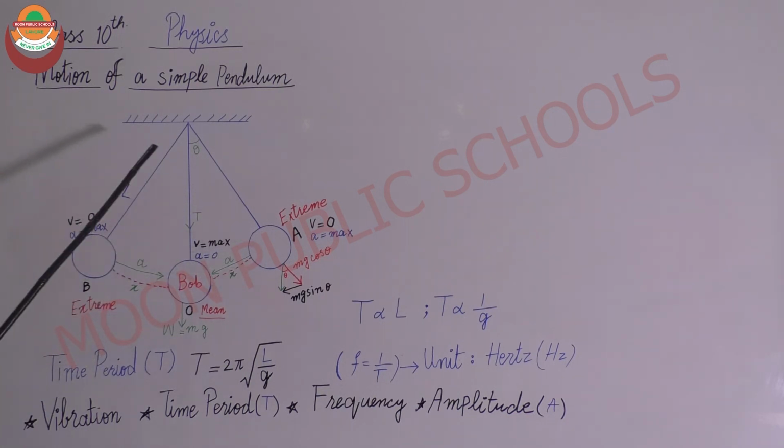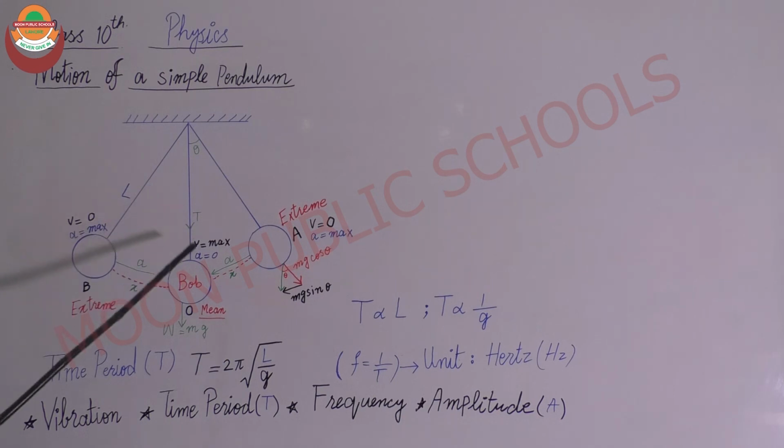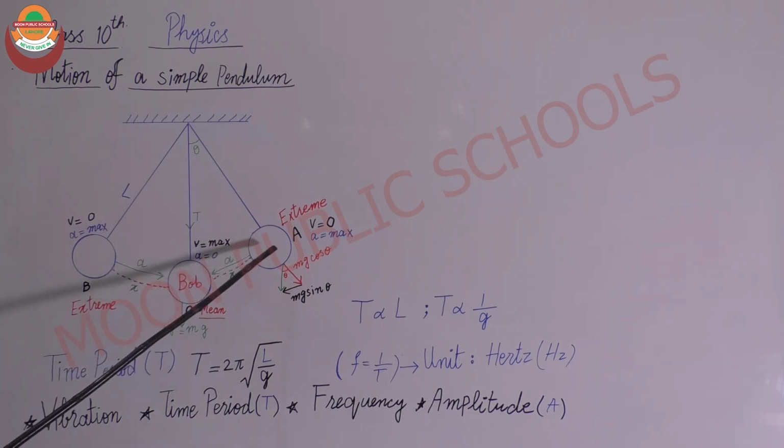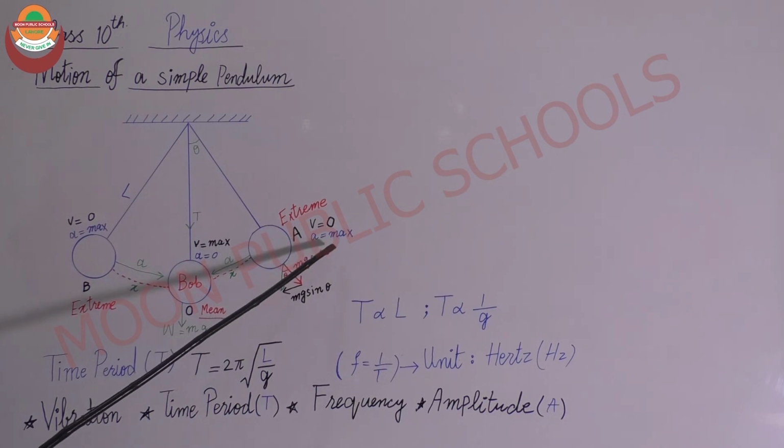Now we can summarize simple harmonic motion: acceleration is always toward the mean position. At point O, V is maximum and a is 0, but at the extreme position, V is 0 and acceleration is maximum.